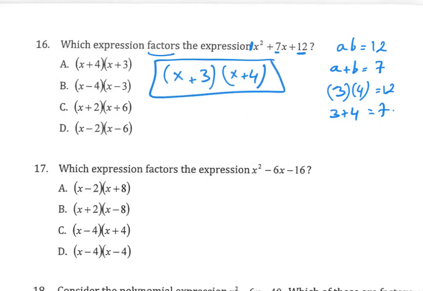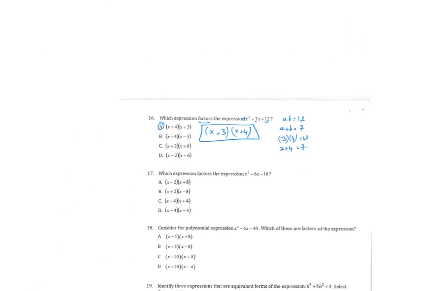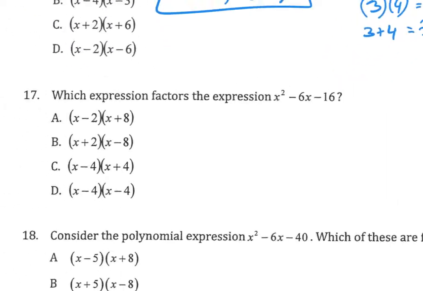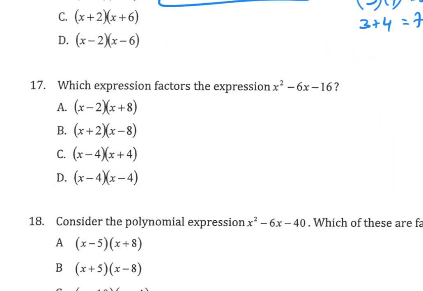And that's exactly the same thing as A. Now, A is x plus 4 times x plus 3, which is the same thing as x plus 3 times x plus 4, right? So the answer will be A. For number 17, we'll get the same thing. We need two factors: which expression factors the expression x squared minus 6x minus 16.